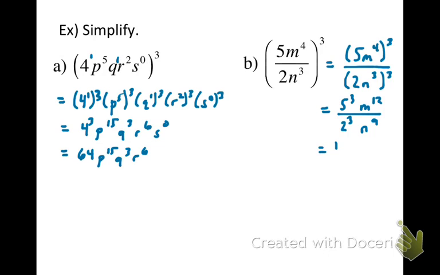And so that's 125 m to the 12th over 8 n to the 9th. All right, only one more property that I want to discuss with you, and so let's get right on to that.